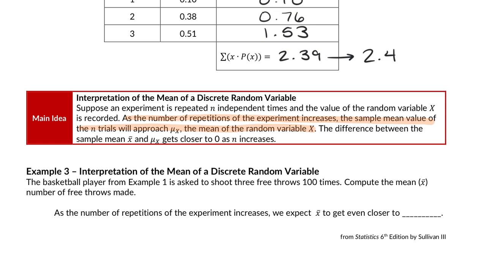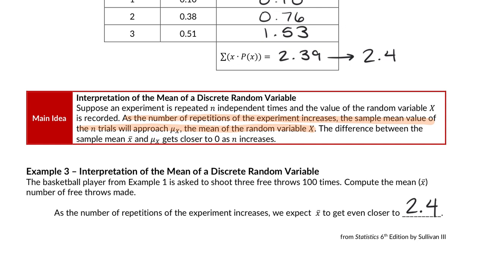Example 3: the basketball player from example 1 is asked to shoot 3 free throws 100 times. That's a significant number of times. Compute the mean number of free throws made. As the number of repetitions of the experiment increases, we expect the sample mean to get closer to 2.4, which is our mu.